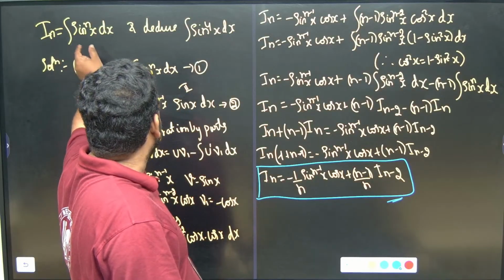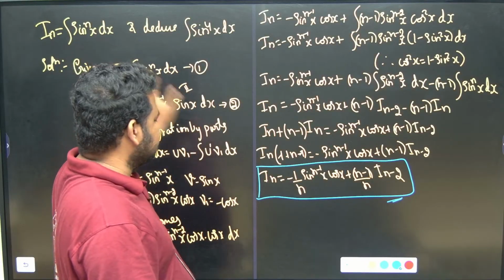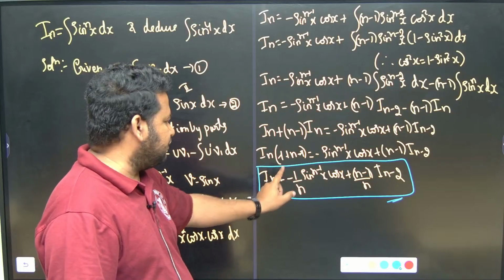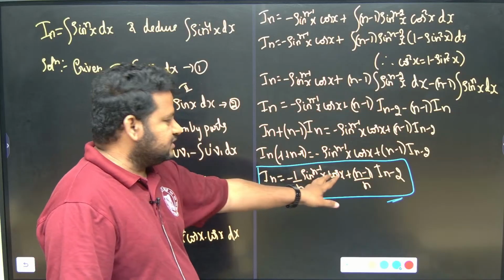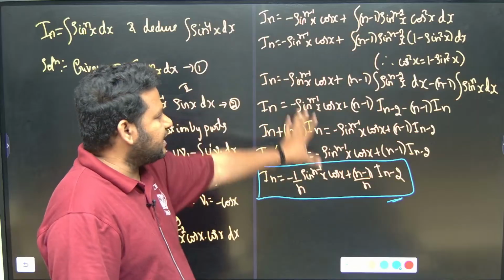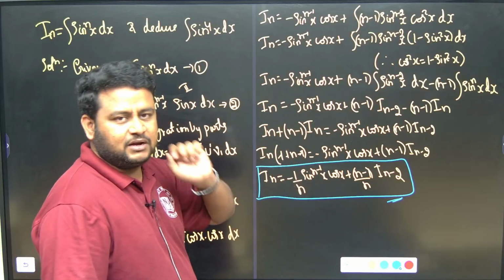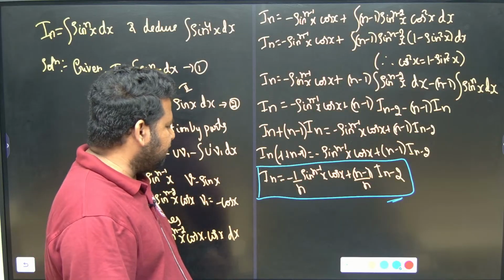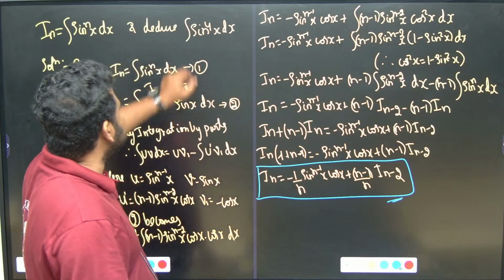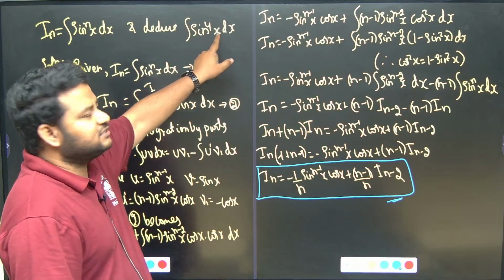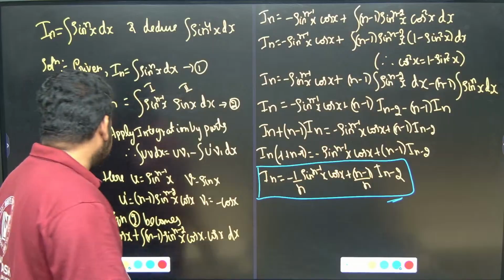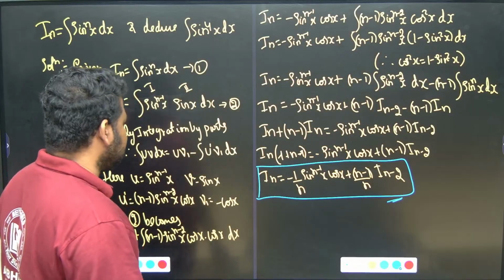I_n is equal to the integral of sin^n x. If they ask for the reduction formula, this is the reduction formula for sin^n x. Finally we got the answer. Are we done? No. Why? Because here we have to deduce the value for sin^4 x using the reduction formula. So let us go to the next page.